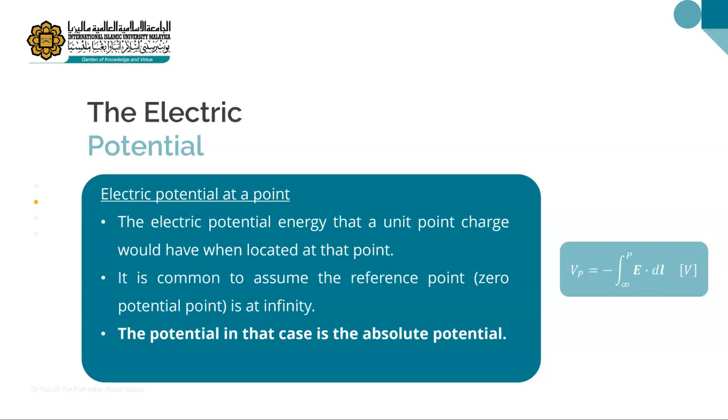The electric potential energy that a unit point charge would have when located at that point. So usually Vp, the voltage potential, is equal to the negative integration from infinity to P of E dot dL, the electric field dot dL, in volt. So it is common to assume the reference point, which is the zero potential, is at infinity. So the potential in that case is the absolute potential.